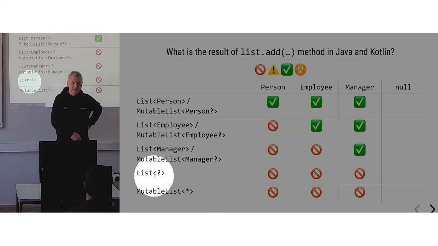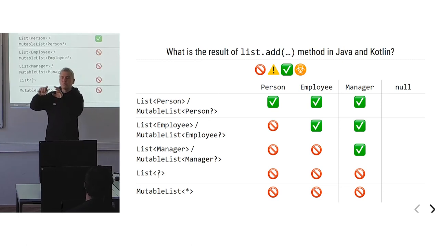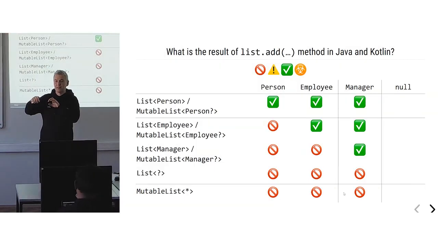No. See, it's not a list of object, it's not a mutable list of any, it's a list of question mark and a mutable list of asterisk. This means that it refers to some variable that was created as a list of something. But at this point of time, at compile time, it's all about compile time, we don't mind. But if we don't care about the types of elements of this list, it is unsafe for us to add anything. Because we just don't know, it's a list of question mark. If we're adding manager, it might be a list of strings, it might be a list of integers. So this is why we have this add method in this list. It still won't compile. It will be a compilation error.